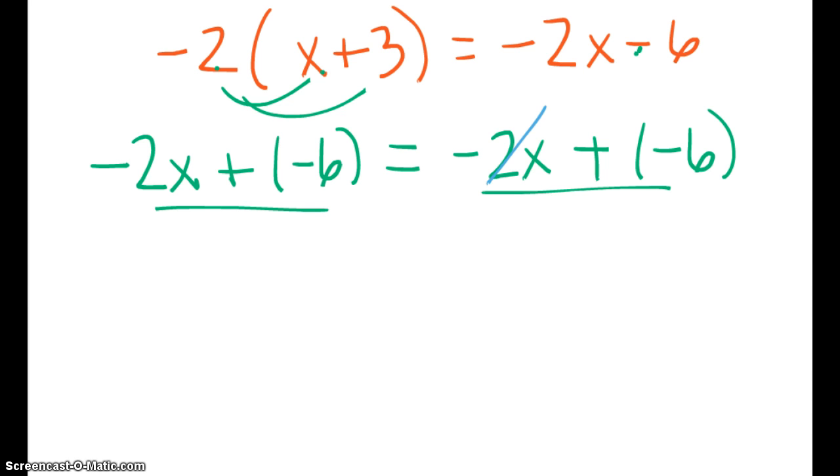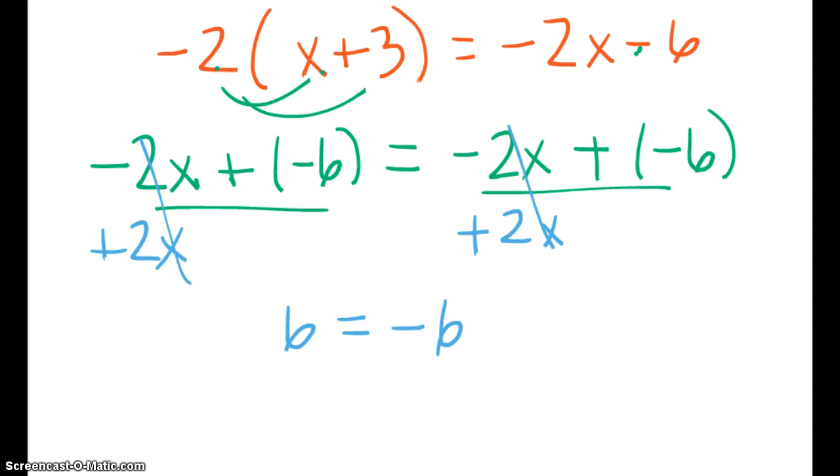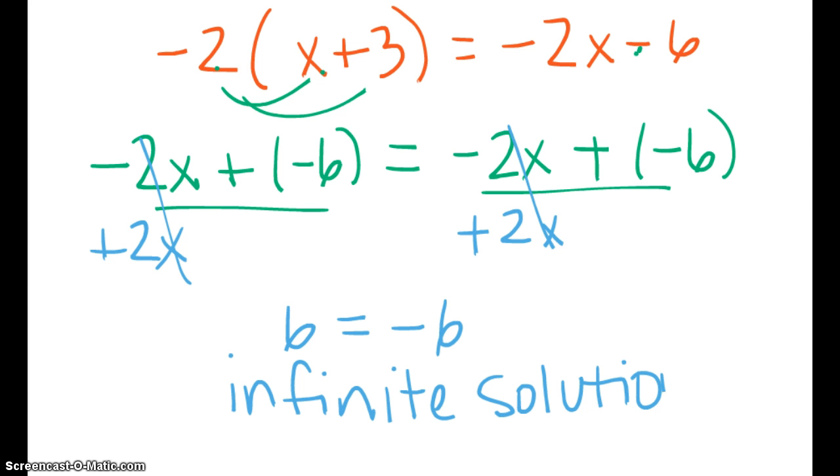So when I try to get my x's all to one side, all of my x's zero out, and I'm left with negative 6 equals negative 6. So this has infinite solutions for x. Anything I put in for x will work. So those are two examples of different sorts of equations that you may run into.